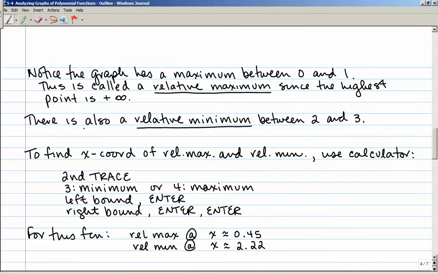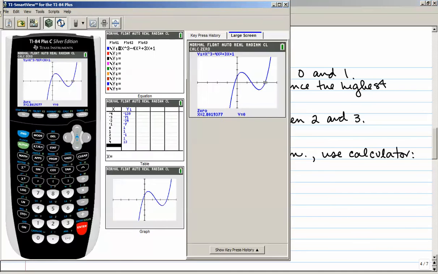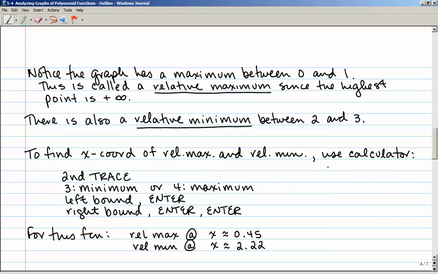It also has a relative minimum between 2 and 3. Let's take a look at the graph for that. So the relative minimum would be somewhere around in here, and that looks to be between where x equals 2 and x equals 3. Now you can find the x-coordinate of the relative maximum and the relative minimum by using your calculator. Again, we're going to do second trace.